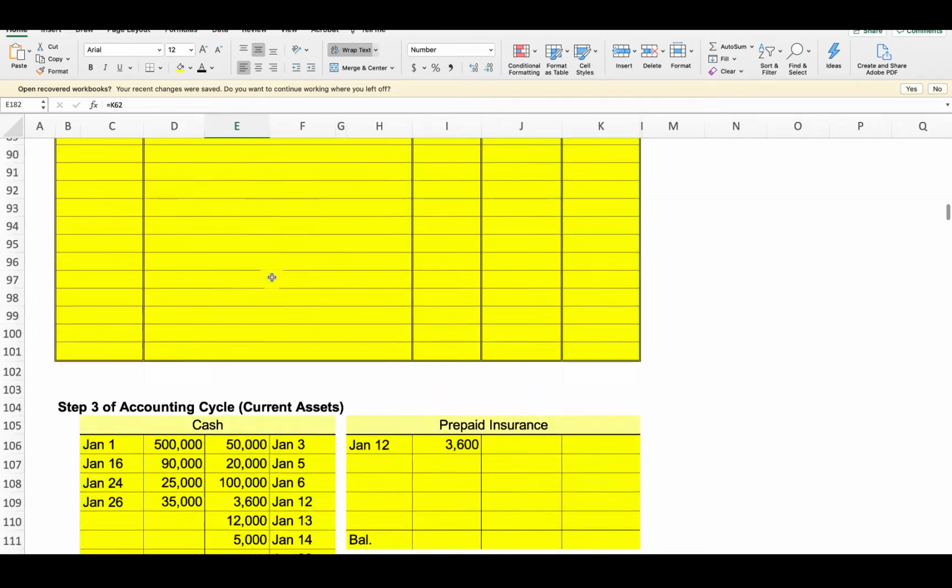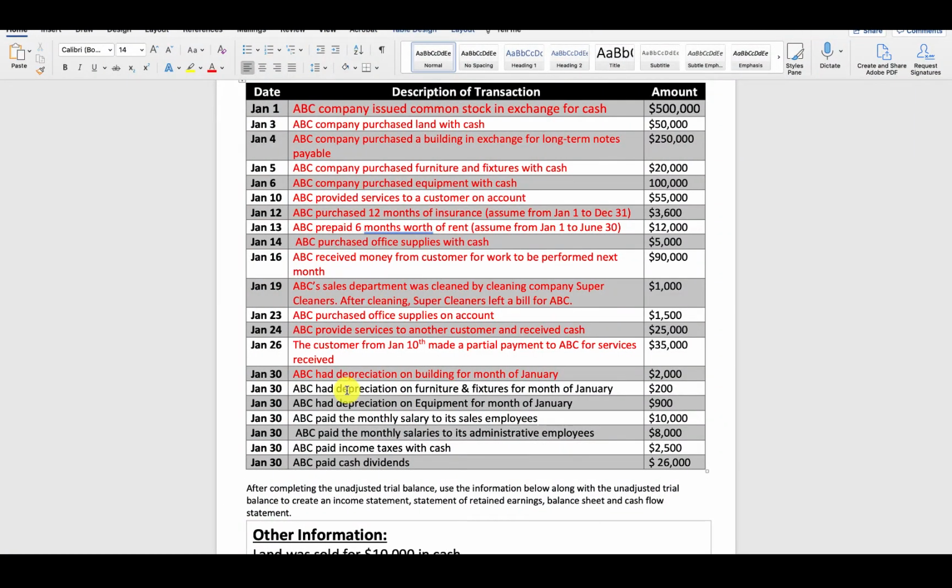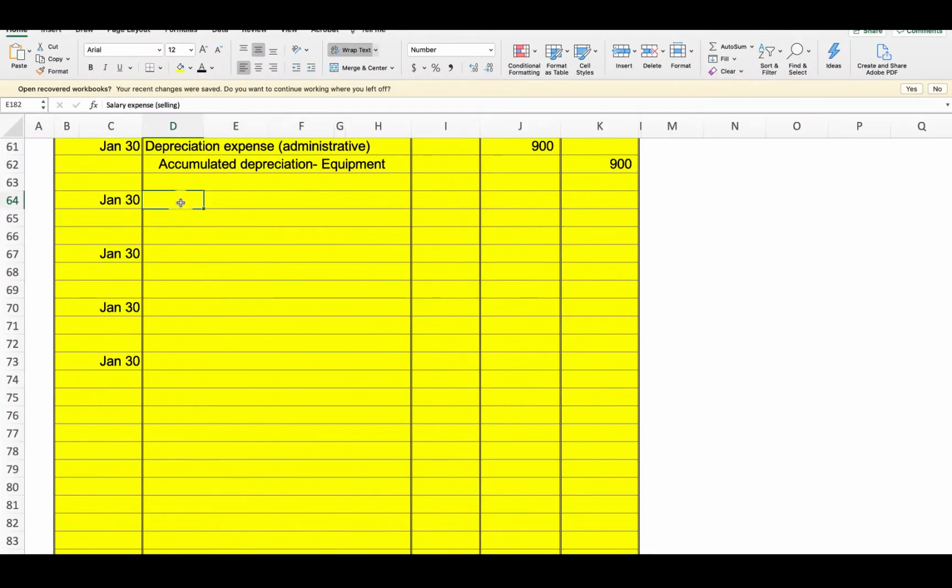All right, now we have 4 more journal entries. It says ABC paid monthly salary to its sales employees. Whenever you see paid, that's cash. So they paid $10,000 to its sales employees, and then it paid monthly salaries to its administrative employees. This is basically the same entry. One is just to the sales employees, and one is to the administrative employees. And again, this is a salary expense, and we're going to do it with cash. So we'll do the first one.